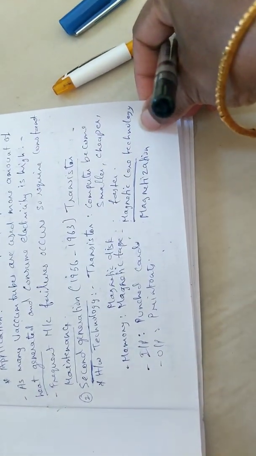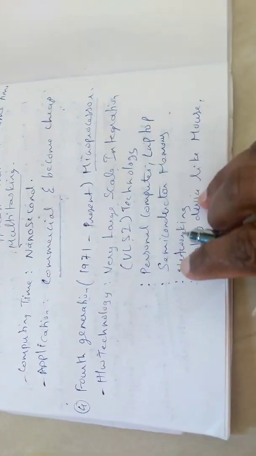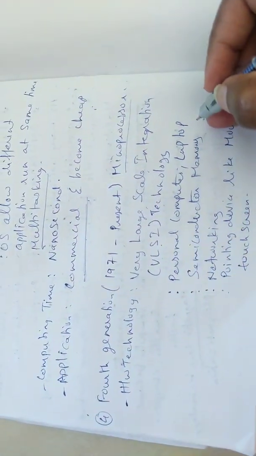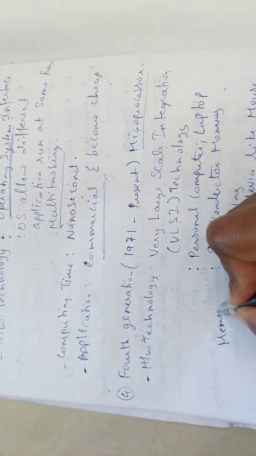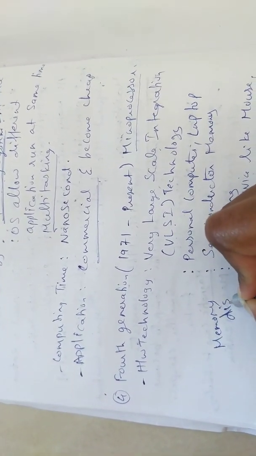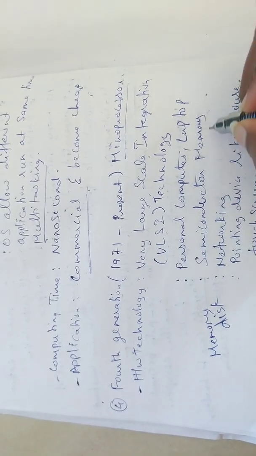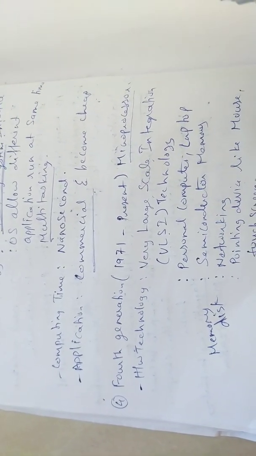Here, what I said, the magnetic core technology they were using in the second generation, the same thing they followed in the third generation also. In the fourth generation, in the memory, they started using semiconductor memory. So the memory disk, what we are using right now, is the technology called semiconductor memory technology.